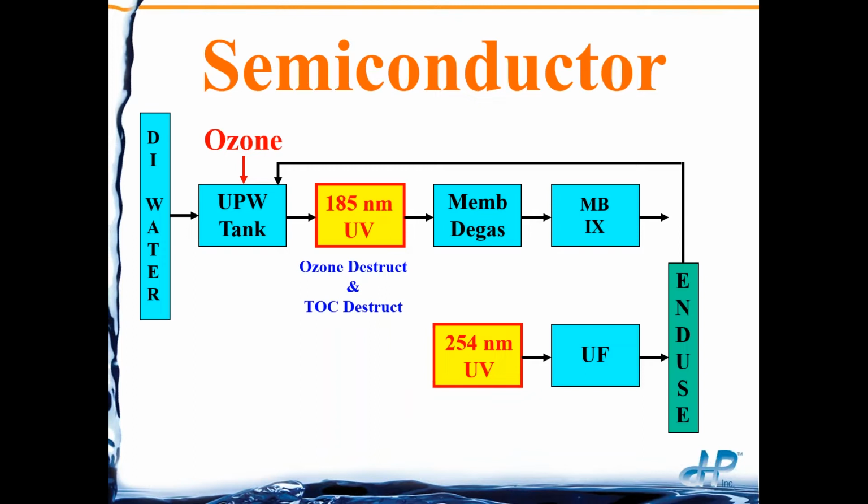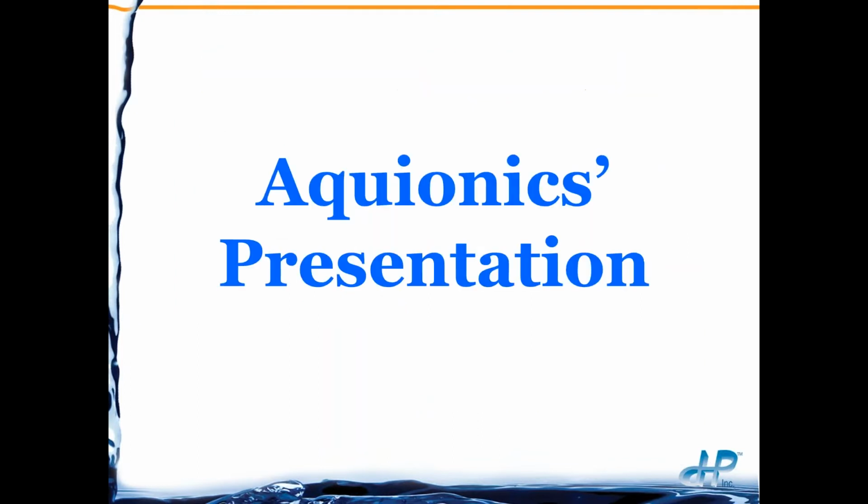And then very common, the two last steps in a super high purity water treatment application, you have a 254 nanometer to inactivate bacteria, and then an ultrafilter to pick up the bodies and any other particles. So that is just a brief intro, and I'm going to turn it over to Dan now, and he'll give the presentation on Aquionics medium pressure UV.